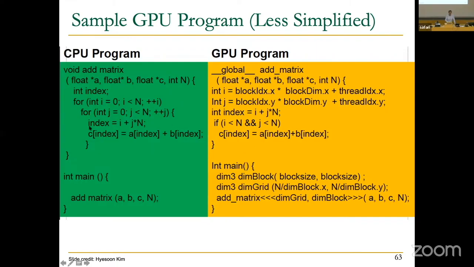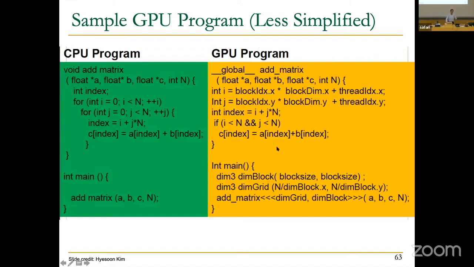This is a CPU program. You're doing matrix addition, adding two matrices. Essentially, this is the scalar program: two loops, you can see that. And this is the GPU program. In GPUs, you basically care about the thread ID, so these are the indices. Then you call this from the main code, add matrix. You basically need to specify the number of blocks you have and the number of threads you have.